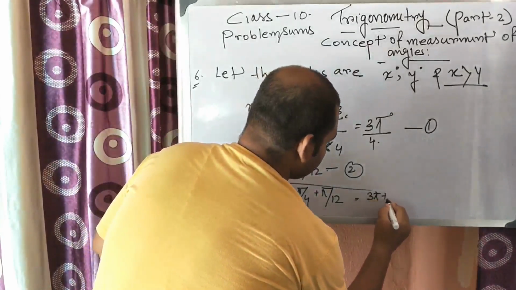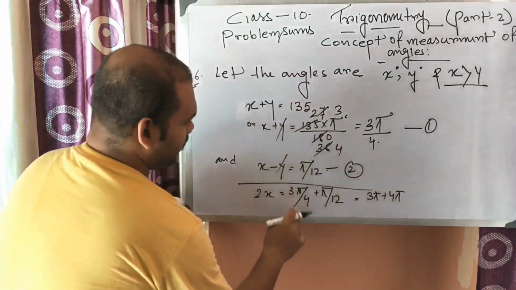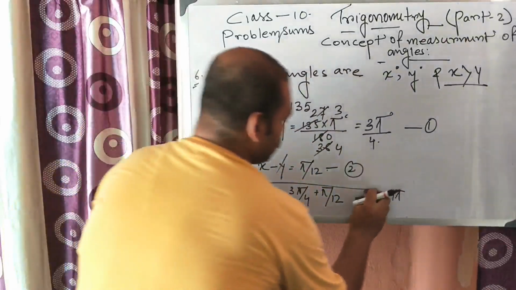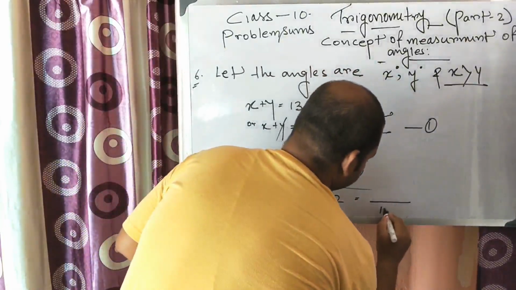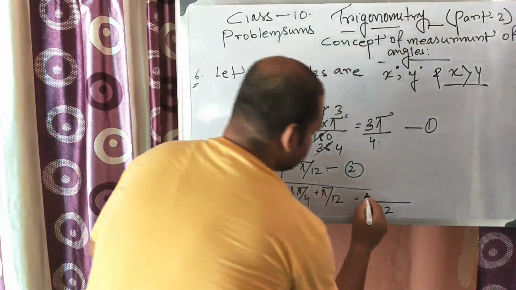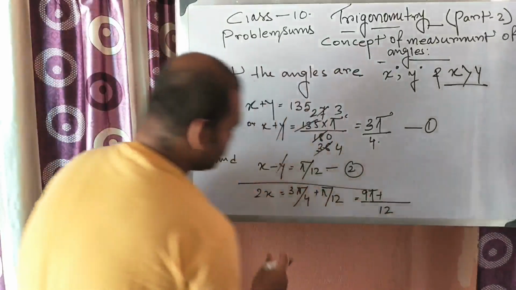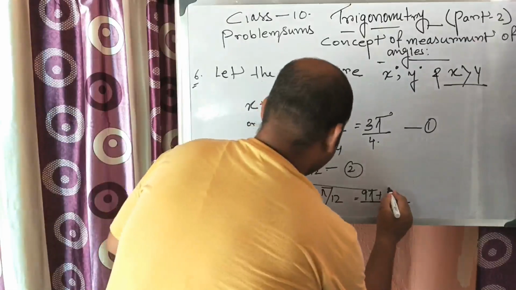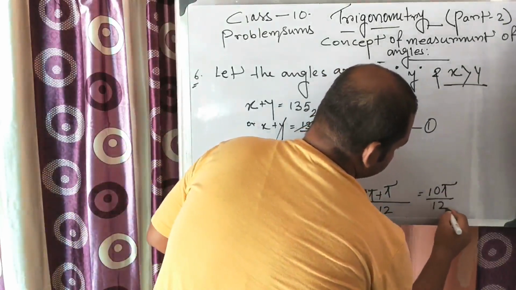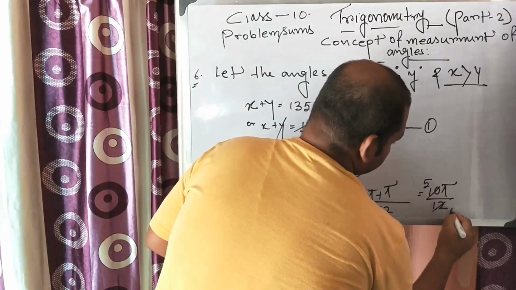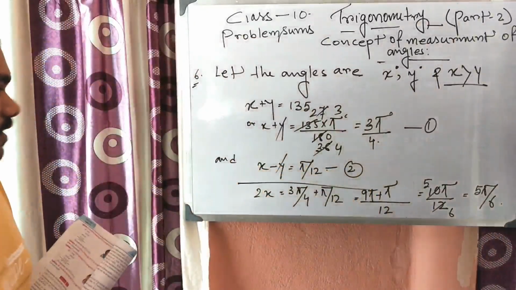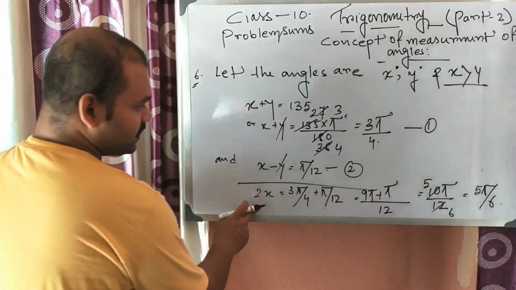3 pi plus 4 pi. Or you can write down, what is the LCM? 12. So if 12 is the LCM, then 4 3s are 12, 3 3s are 9. 9 pi plus 12, so only pi. So this will be 10 pi by 12, or 5 pi by 6. So this is the value of 2x.